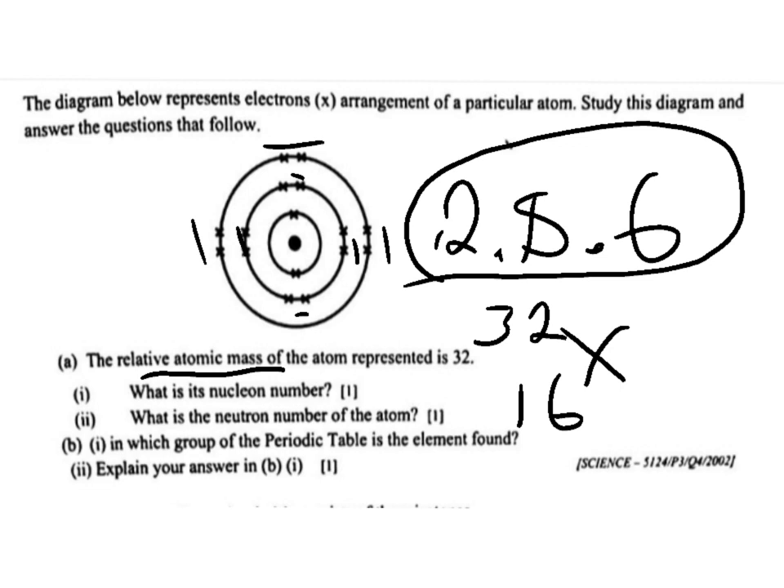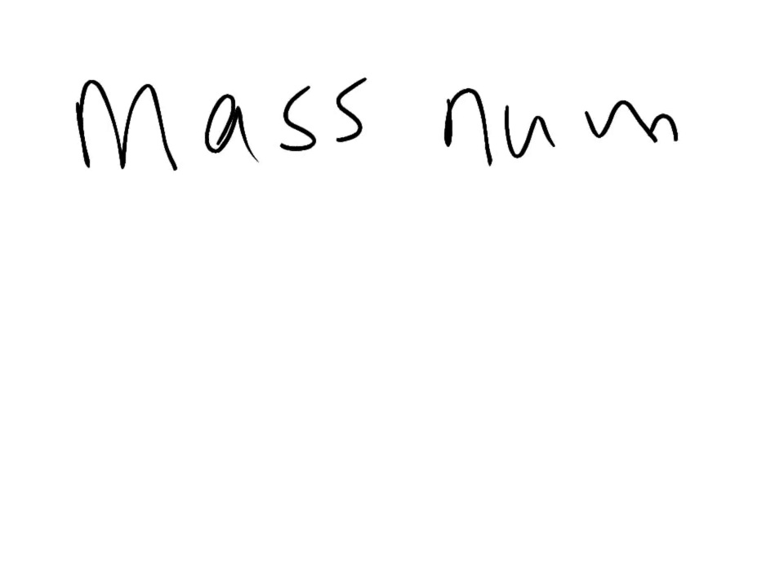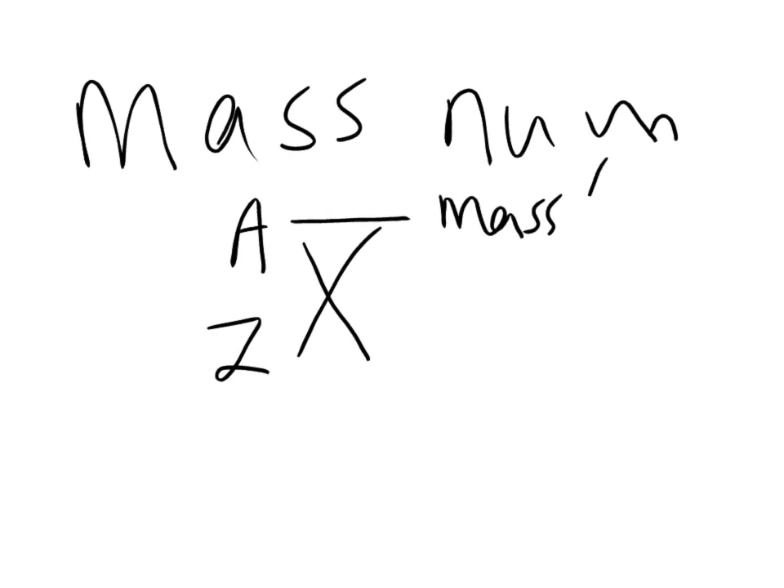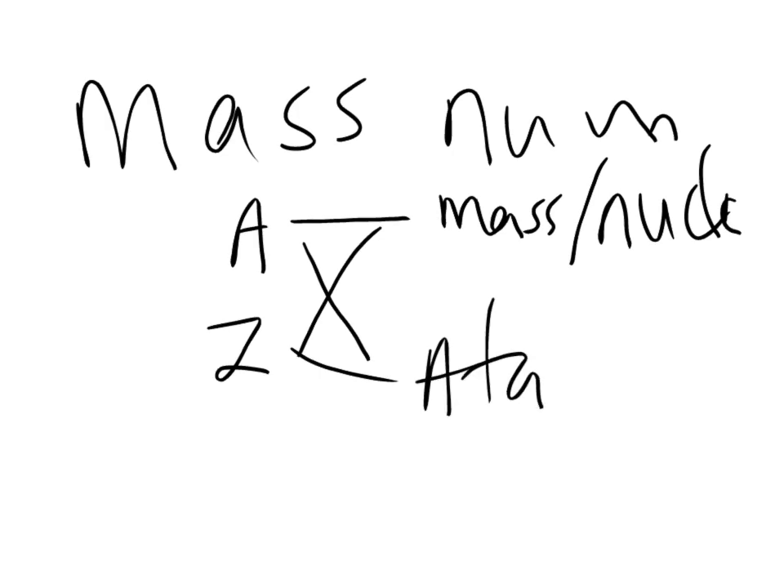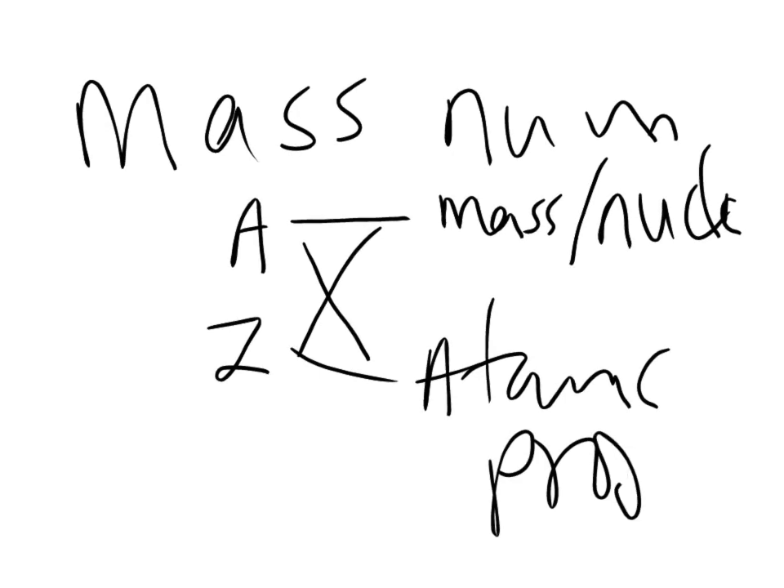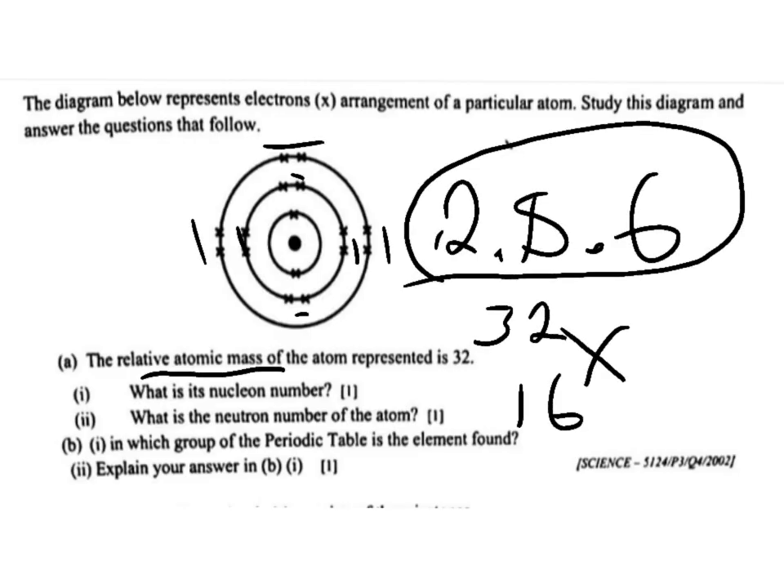The first question is saying, what is the nucleon number? So we said that the other name of a mass number is the nucleon number. An element is like this. There's a number up here and the number down. The number up is called the mass number or nucleon number. The number down is called atomic number or proton number. So what is the nucleon number here? The number on top is the nucleon number. So the mass number is also called the nucleon number. So meaning here the answer is 32.